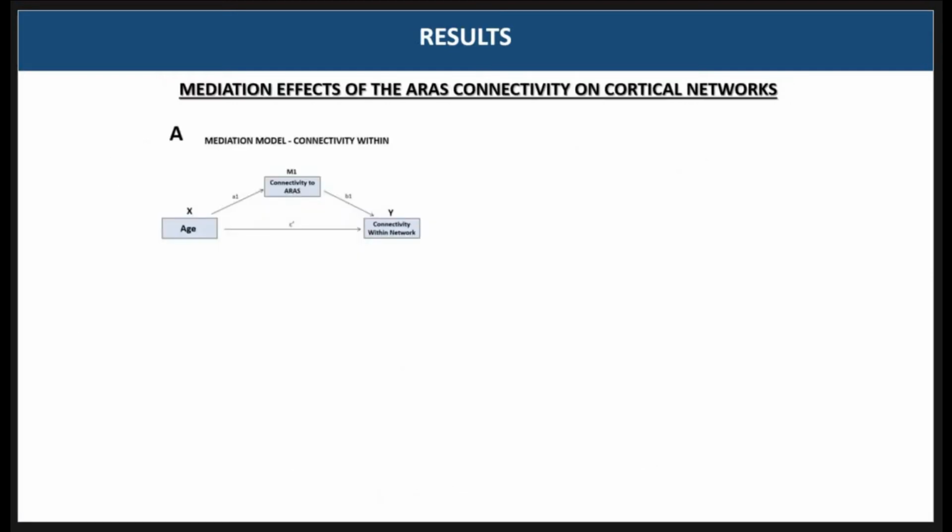To determine if age differences in arousal system connectivity contributed to the observed cortical differences, we ran a series of mediation models. In model A, we tested whether the age-related decline in within-network connectivity is mediated by the effect of age on connectivity between the arousal system and that network. For example, is age-related decline in the default mode network connectivity partially explained by the effect of age on the connectivity between the arousal system and the default mode network?